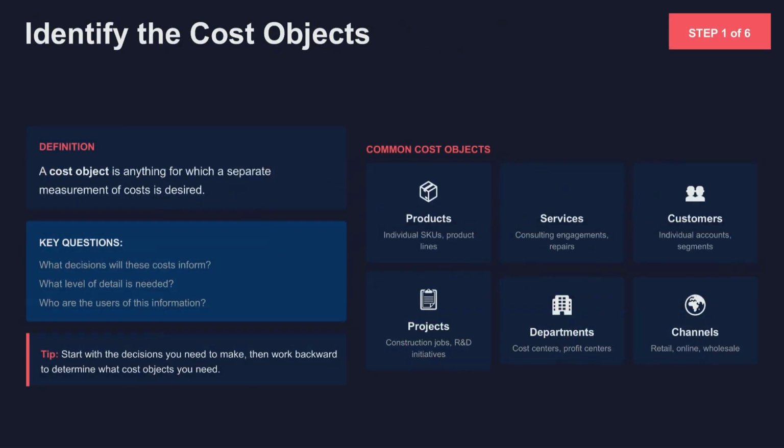In this first step, identify the cost objects by defining what each represents in your process. A cost object is anything for which measurement is desired. Ask key questions regarding decision influence, detail, and users, and consider products, services, customers, projects, departments, and channels.